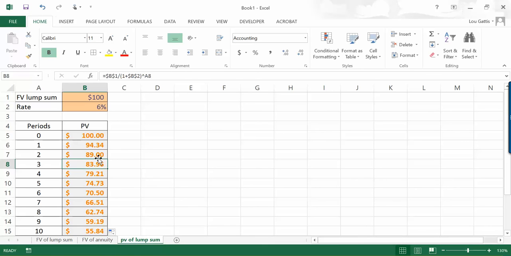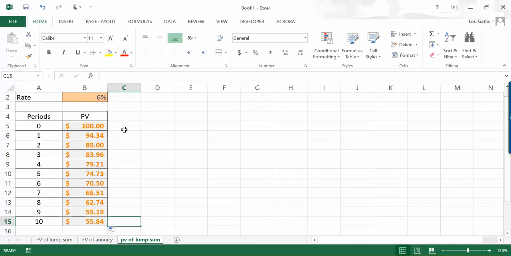3 years from now, a payment of $100 has a present value of $83.96. And we can prove this. Let me just show you how to prove this. If someone is going to promise to give you $100 in 10 years, the reason it's worth $55.84 is because I can take that $55.84 and put it in a bank at 6% for 10 years, and I'll exactly get $100. So that's the concept of present value.